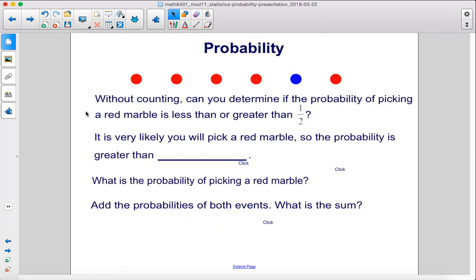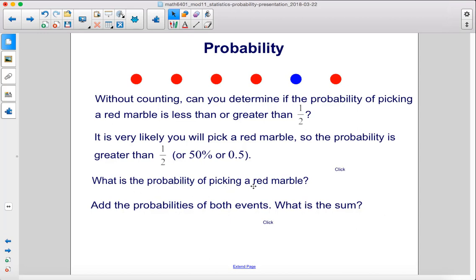Without counting, can you determine if the probability of picking a red marble is less than or greater than 1/2? Well, it is very likely you will pick a red marble, so the probability is greater than 1/2. See, if you just look, you see a lot more red marbles than blue marbles, so you can see that the probability of selecting a red marble would be very likely, so greater than 1/2.